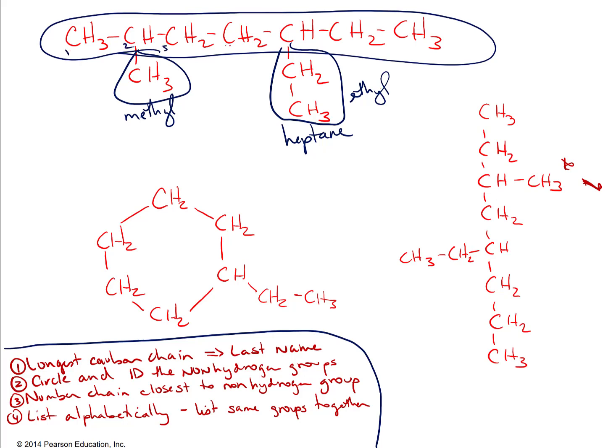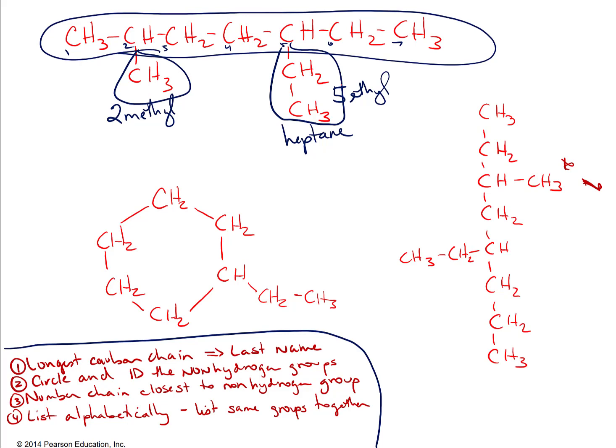1, 2, 3, 4, 5, 6, 7. Okay, so that means that our methyl is hanging off of carbon 2, and that the ethyl is hanging off of carbon 5. That's what the number in front tells you. You don't have to write out the word 2 or the word 5, you just use the number itself, and it's telling you which carbon on the chain it's hanging from.